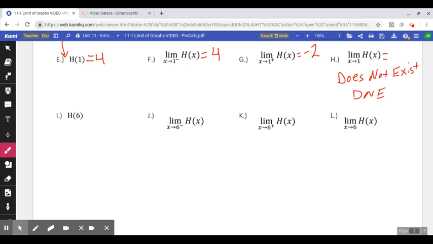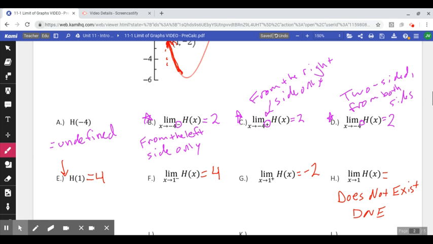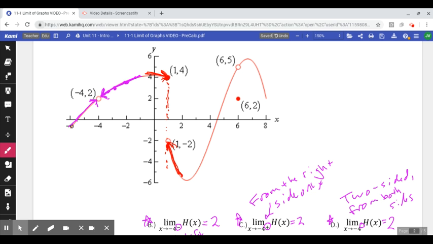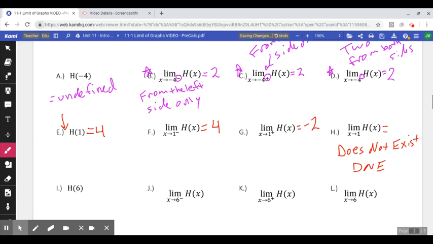Okay, let's work with the last row here. We're going to be working with, it looks like, when x is 6. So let's see if we can figure out what's going on there. When x is exactly equal to 6, I'm going to go up or down until I hit a point that's on the graph, and it happens to be this one right here at 6, 2. So h of 6 is 2.